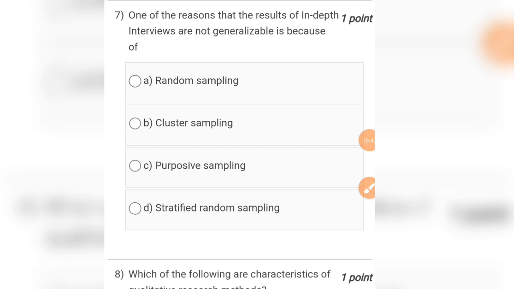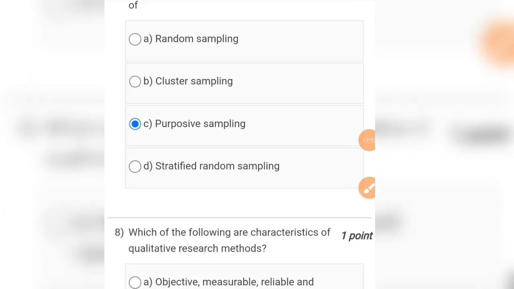Question number 7 is one of the reasons that the results of in-depth interviews are not generalizable is because of random sampling, cluster sampling, purposive sampling, and the last option is stratified random sampling. So for question number 7, option C, purposive sampling will be the answer.